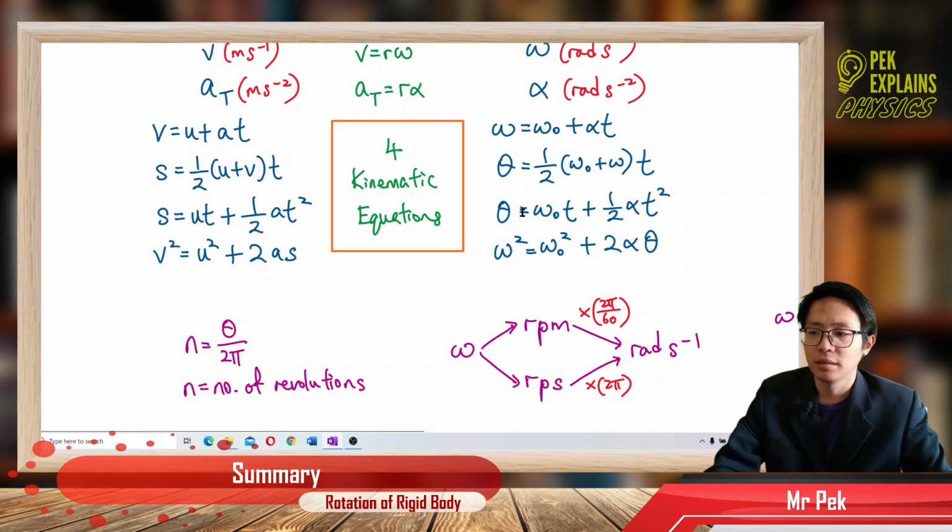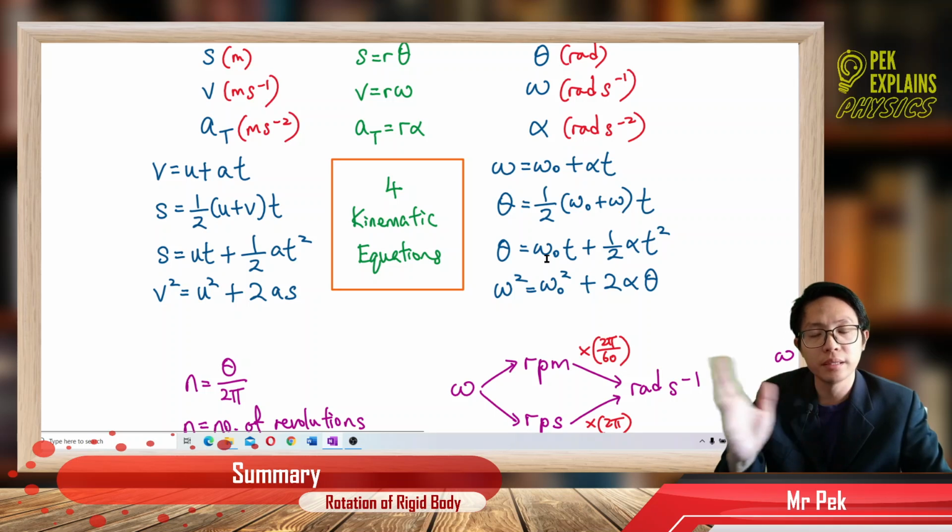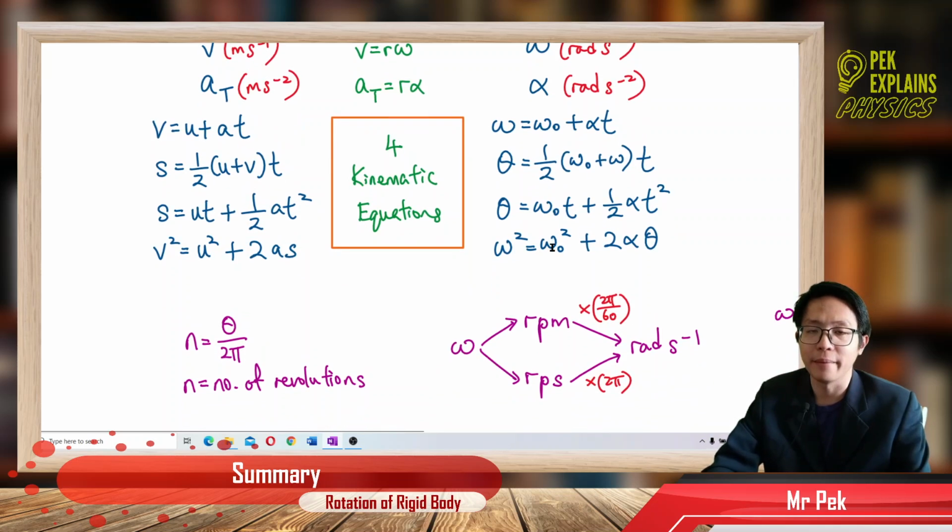So this chapter, rotation of rigid body, is not difficult because we learned the concept before in the previous chapter. We just translate them into the terms in rotational motion.